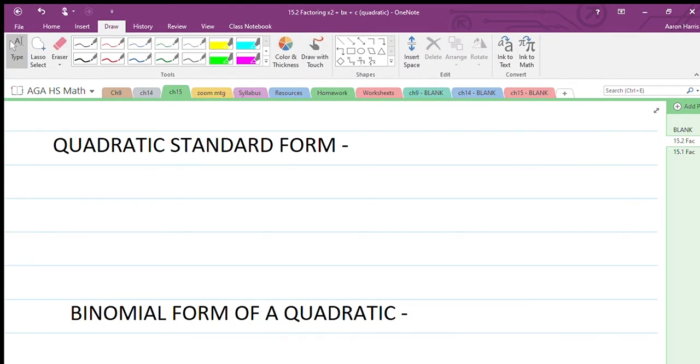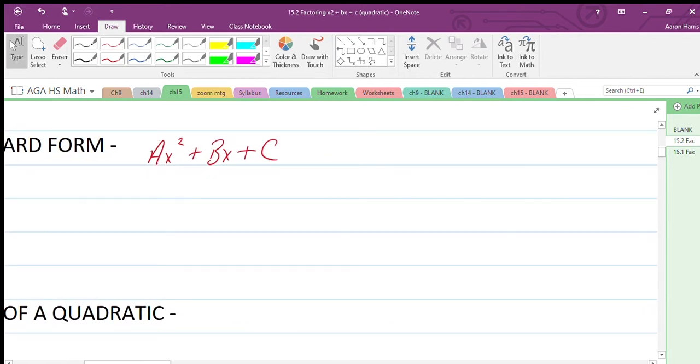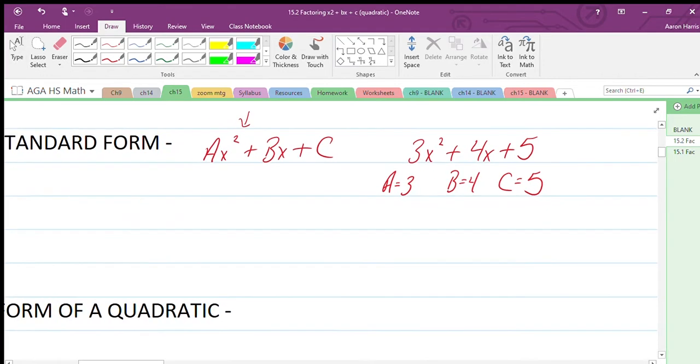So quadratic standard form is going to be ax squared plus bx plus c. Now, this is kind of like standard form for linear, but remember the highest degree is what? 2. So if I put here 3x squared plus 4x plus 5, you need to tell me what a is. A is equal to what? 3. B is equal to what? 4. C is equal to what? 5. Does that make sense?